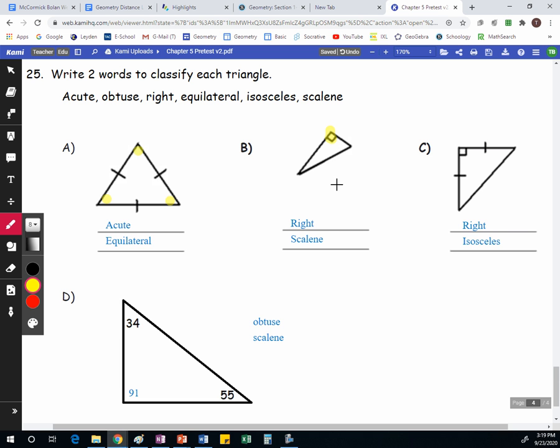C, just the opposite, we have the right angle, but now 2 of the sides are marked the same. So it's both right, but now 2 sides the same, so that makes it isosceles. Problem D, make sure you find that third angle before you make a decision. If you subtract 180 minus 34 and 55, you're left with 91 degrees. That makes this triangle obtuse. And since all the angles are different, all the sides will be different, so it is scalene.